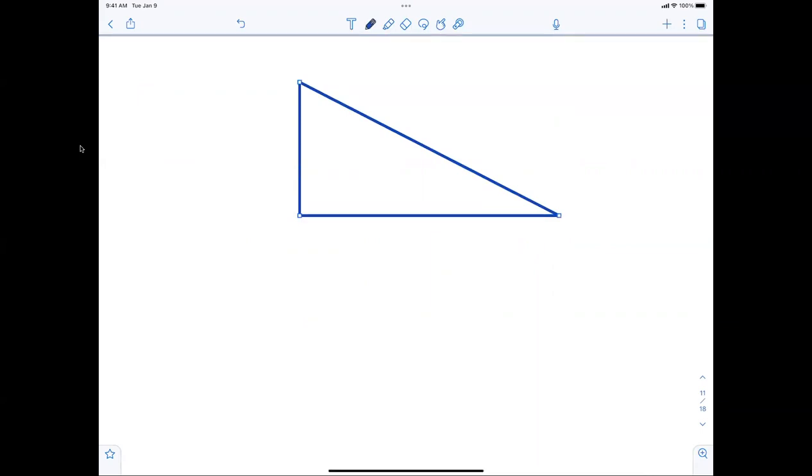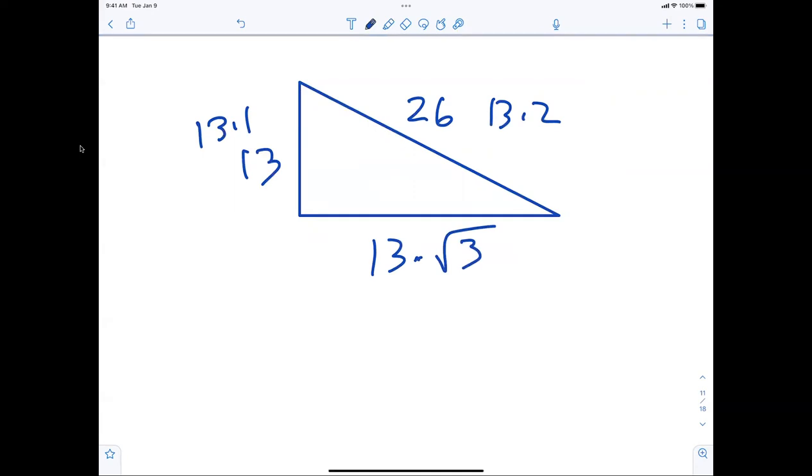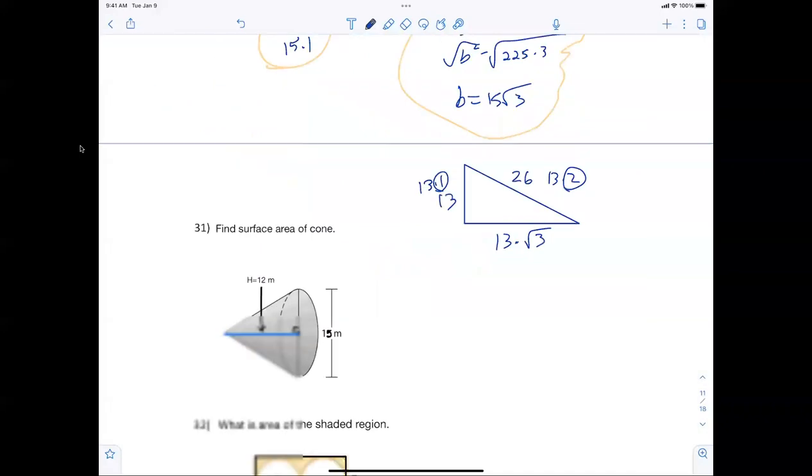Let's say this was 26, and this was 13. I don't feel like doing 26 squared and 13 squared. I'm just recognizing there's a common what? So this is 13 times 1, and this is 13 times 2. Yeah, there you have it. Right? Because you do the Pythagorean theorem with the other two small numbers. All right, hopefully that's helpful.